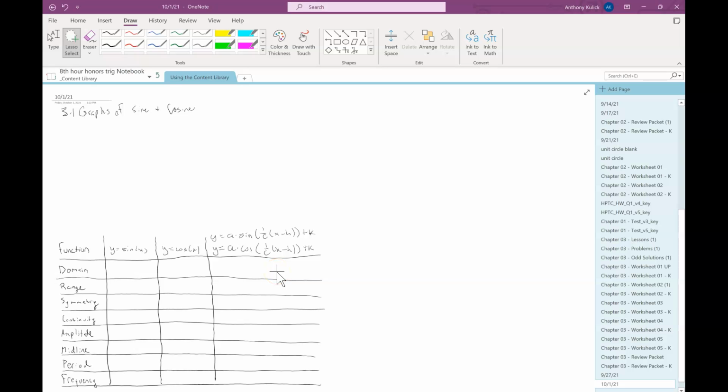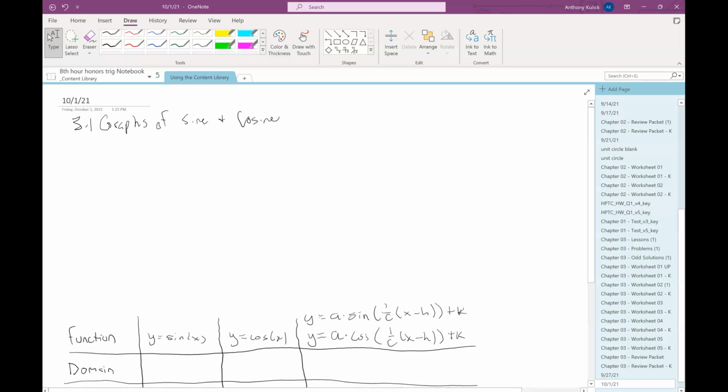So we're going to, chapter 3 is all about graphing these trig functions. We're going to start by talking about graphing sine and cosine functions. Before we dive into that, though, I want to just recall a couple of important ideas from chapter 1.